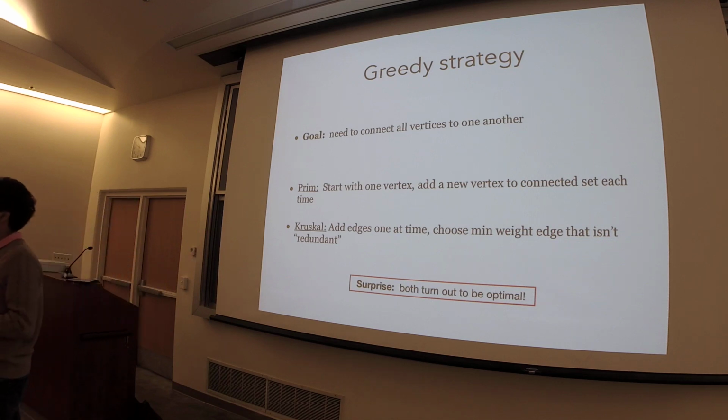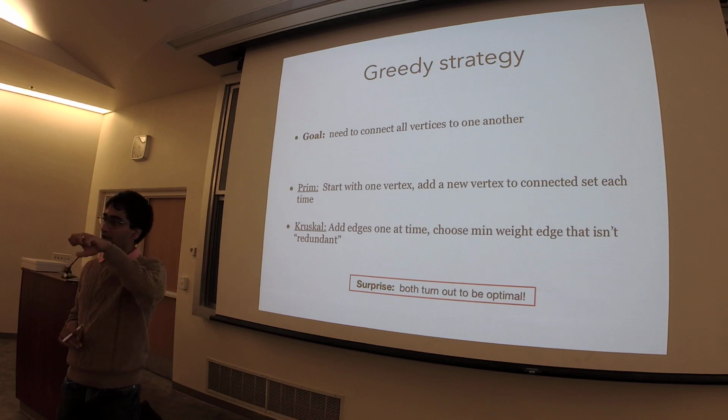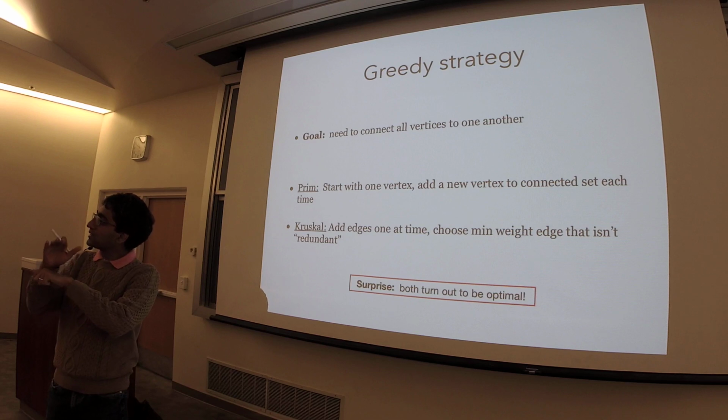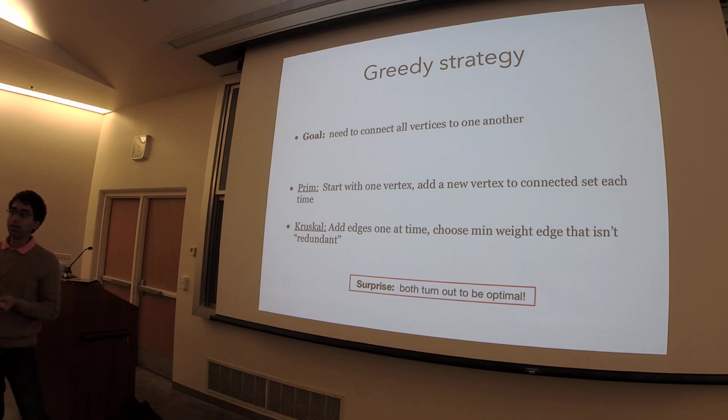which had this intuition that your goal is to connect all the vertices to all the other vertices. So let's start building a connected component. That's the idea behind Prim's algorithm. We said you start with one vertex, and you just add one edge at a time so that you grow the size of this connected component by one. And the edge you add is the one of the smallest weight.